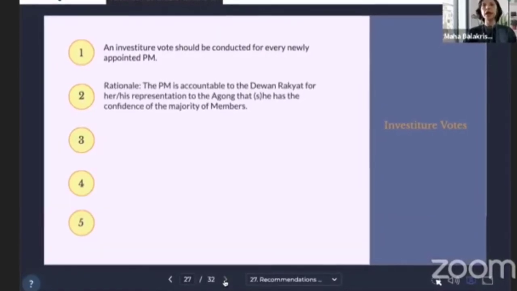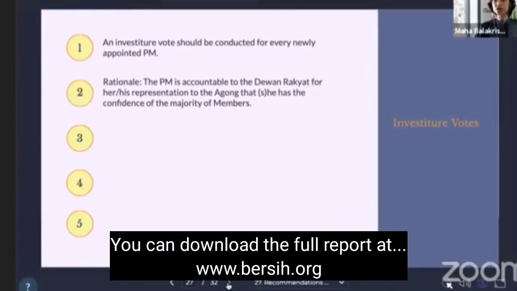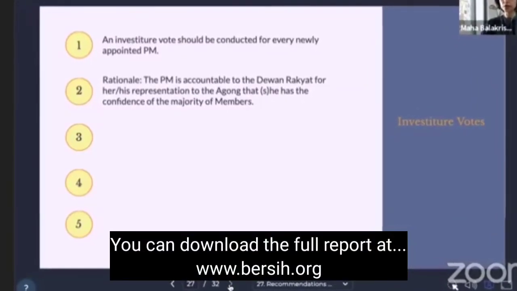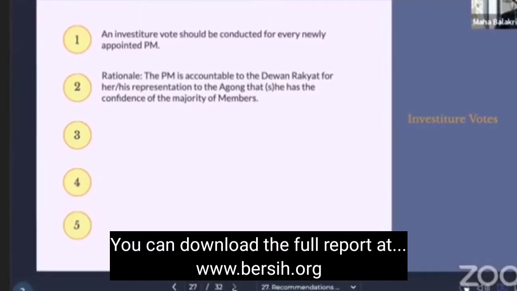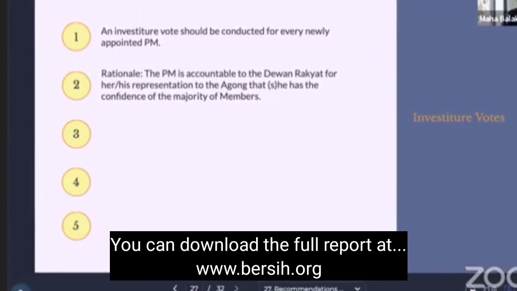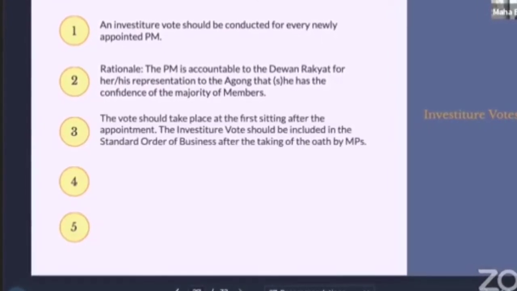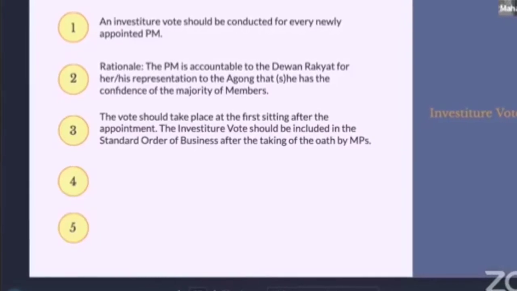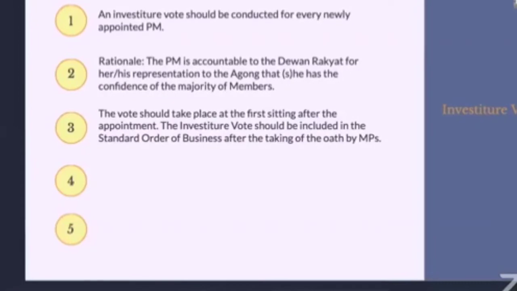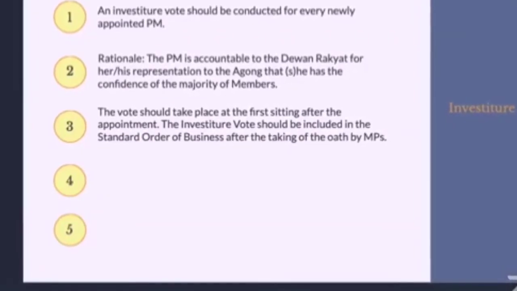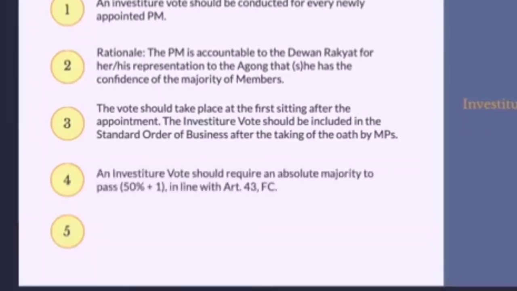Right, so looking at investiture votes, in terms of process, as I said earlier, it should be conducted for every newly appointed PM. What is the rationale for it? The PM is accountable to the Dewan Rakyat for the representation that she made to the Agong, that she had the confidence of the majority of members. So the accountability structure is not the Agong being accountable to the Parliament, but it is the appointed PM being accountable to Parliament. The vote should take place at the first sitting. So this has to be clearly and expressly included in the rules. It should take place in the first sitting after the appointment, and it should be included in the standing order of business after the taking of oaths by MPs.